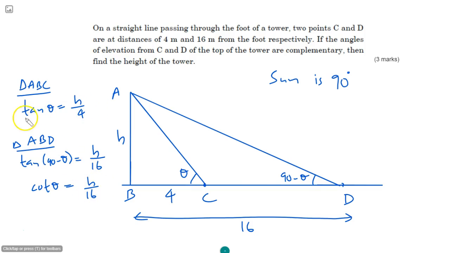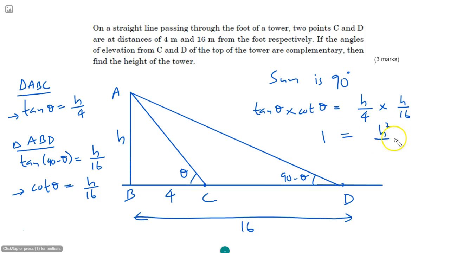So if you multiply these two equations, you can write tan theta into cot theta equals h by 4 into h by 16. You know that tan theta into cot theta is 1 because they are reciprocals of each other. So you can write 1 equals h square by 64. And if you take the positive square root, you can say h is equal to 8 meters. And that's the height of the tower.